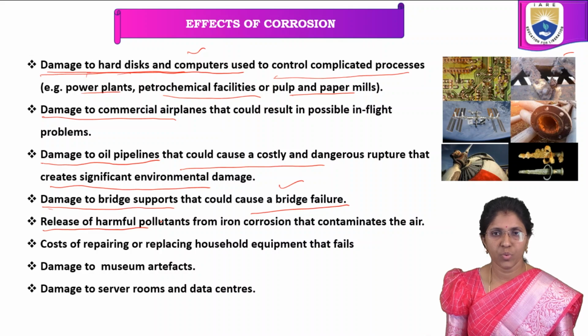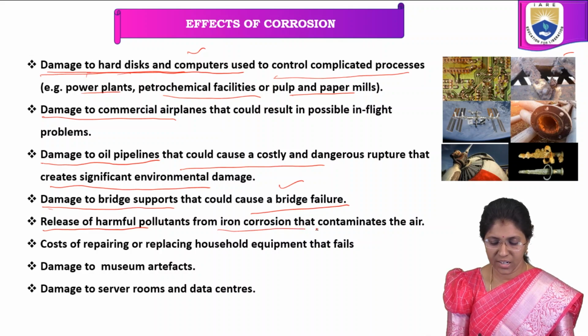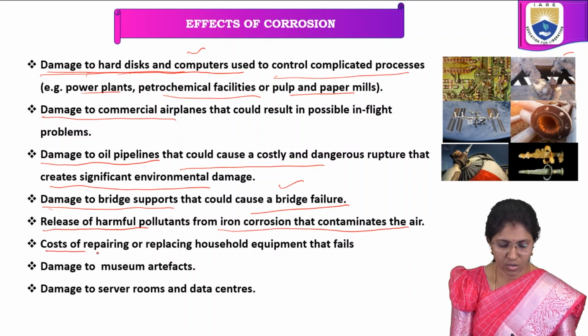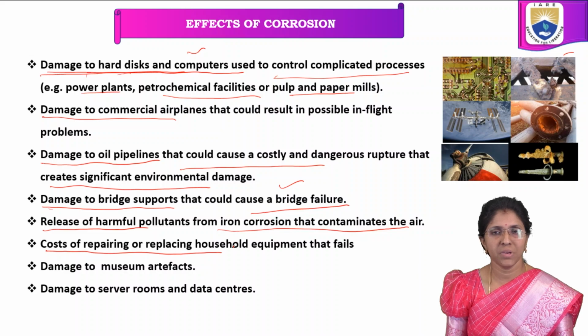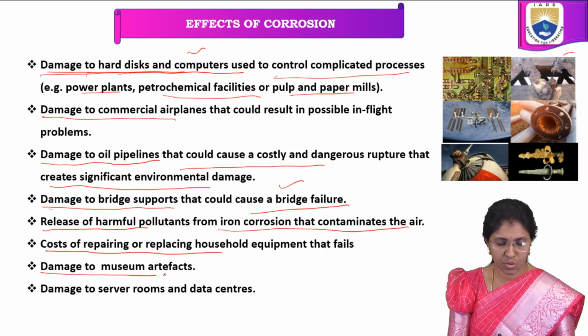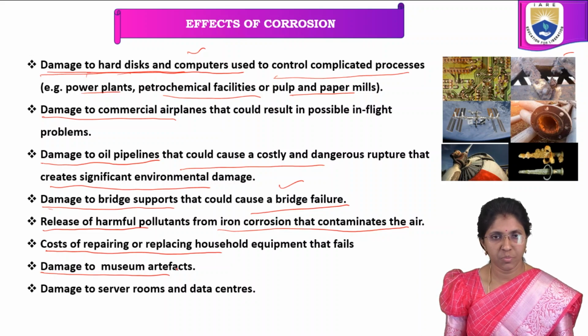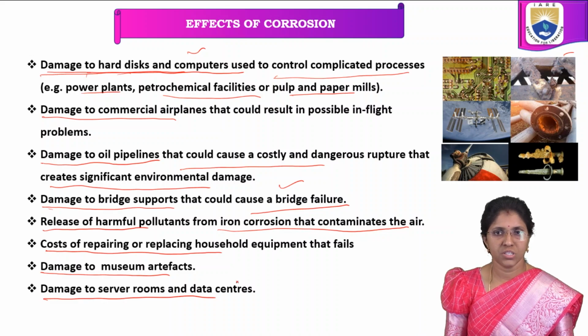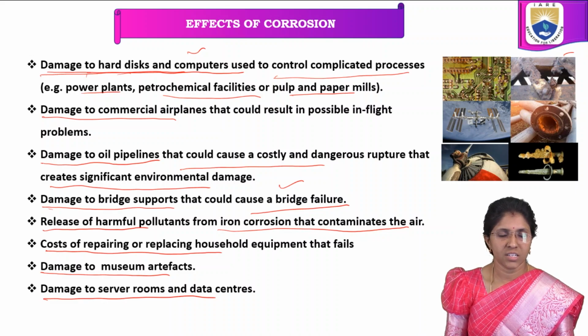Release of harmful pollutants from iron corrosion contaminates the air, meaning air pollution takes place. There is also the cost of repairing and replacing household equipment, and damage to museum artifacts. Due to corrosion, server rooms and data centers are also affected.